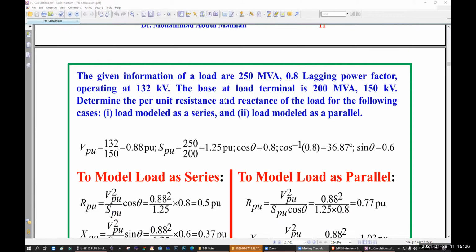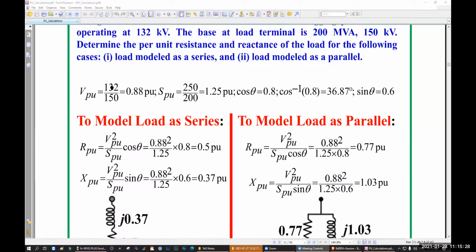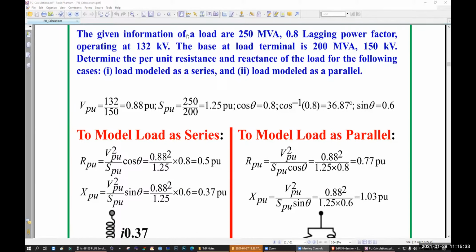So let's find out the voltage per unit is equal to actual divided by base. What is your actual voltage? 132. What is your base voltage? 150, because it is saying the base is given. So 0.88 per unit. What is your SPU? Actual divided by base. What is your actual? 250. What is your base? 200. So 1.25 per unit. What is your cos theta? 0.8.